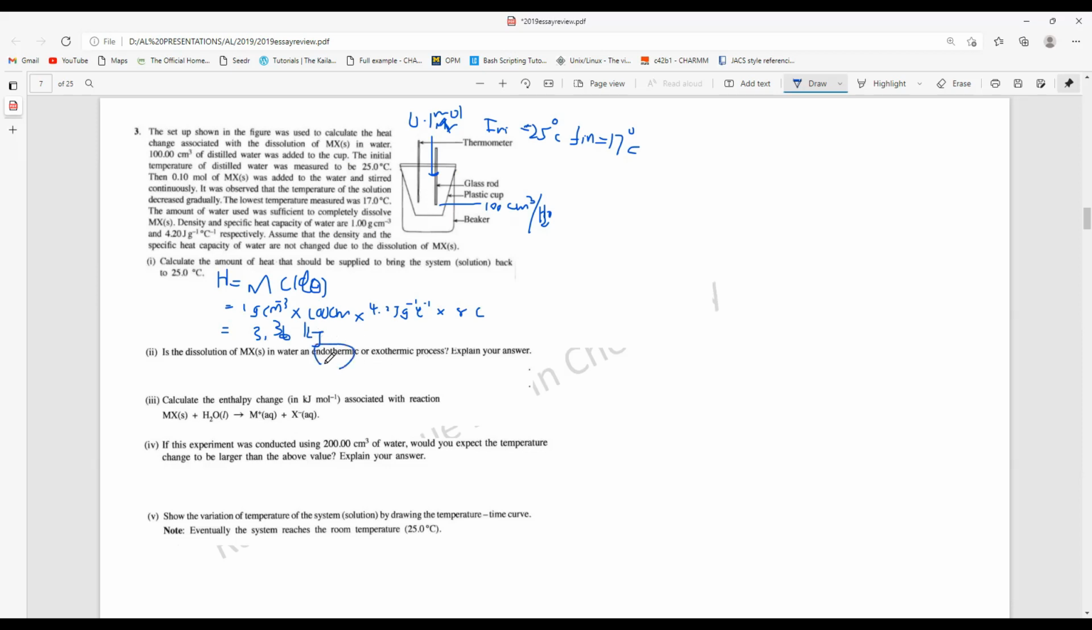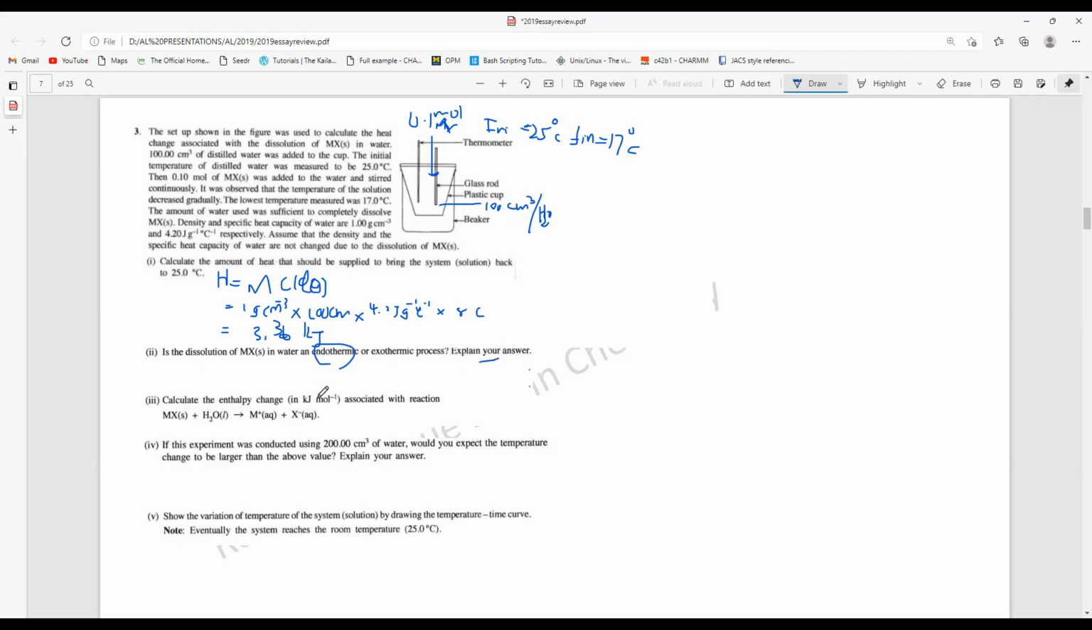Okay. Is the dissolution of MX in water endothermic? So this is an endothermic process. Why is this endothermic? The temperature is dropping down, which means it absorbs heat into the system. Therefore, this is an endothermic process. That is what you have to explain here.